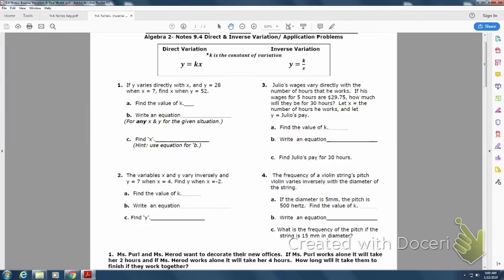Look at direct and inverse variation. Okay, so just to make sure you know the definition of direct and inverse variation, let me unfreeze the screen first.